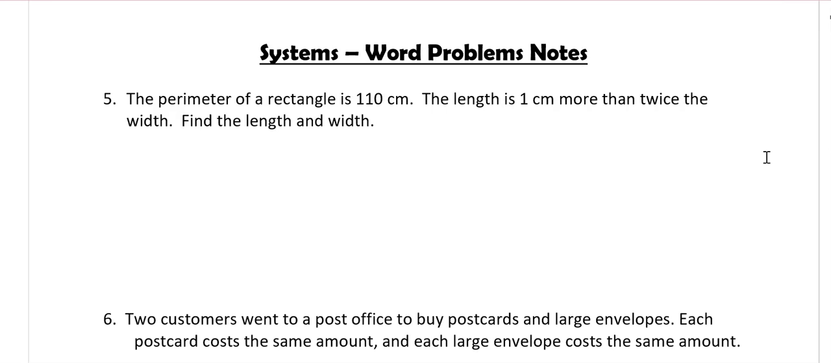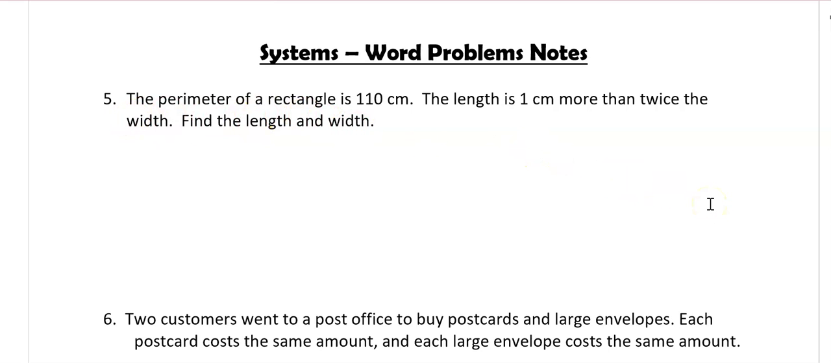This one you will see a lot. Number 5 is definitely a key term, or a key problem. The perimeter of a rectangle is 110 centimeters. The length is 1 centimeter more than twice the width. Find the length and the width.